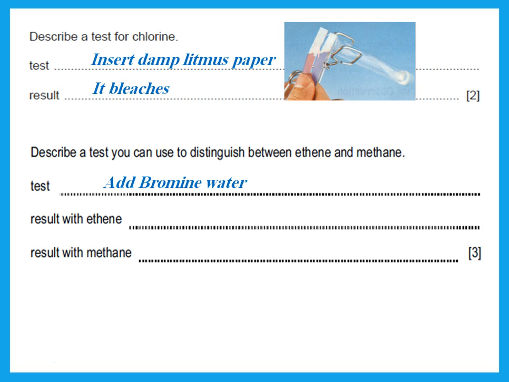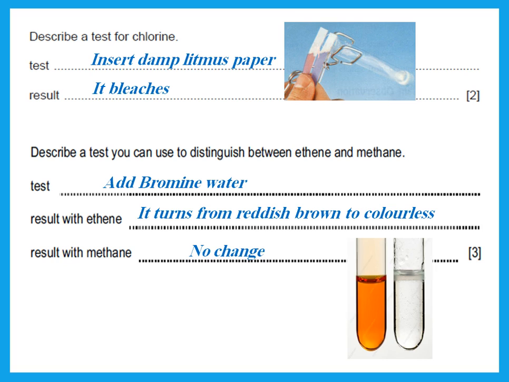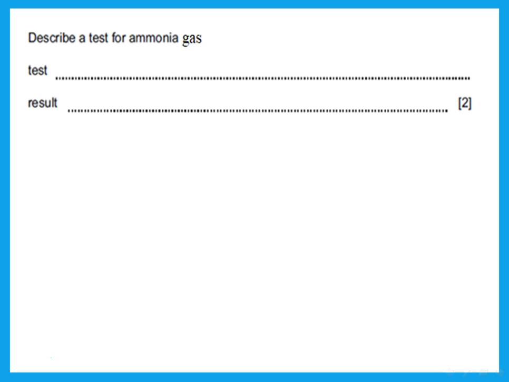So we said if we add bromine water with any alkene, it turns from reddish brown to colorless. With anything else, there is no change. So remember that any alkene, ethene, propene, butene, pentene, if you add bromine water, it turns from reddish brown to colorless, or you could say it turns from orange to colorless. While anything else like methane, no change or no reaction.